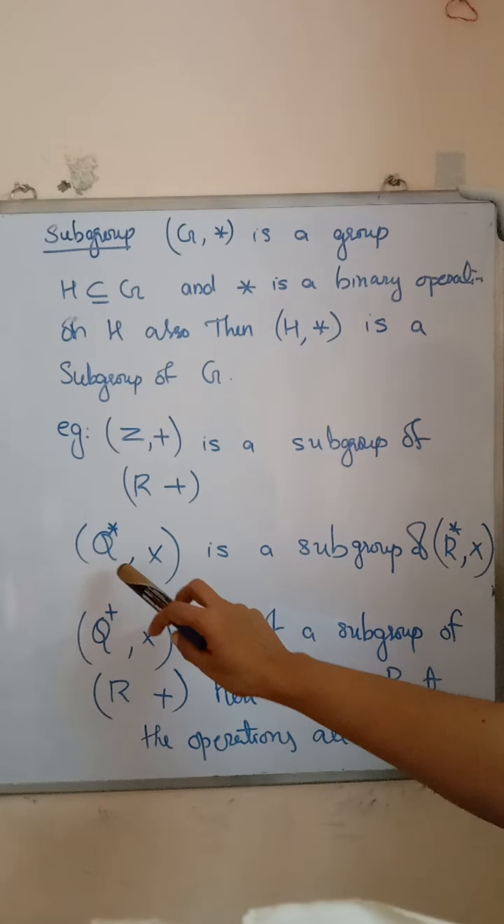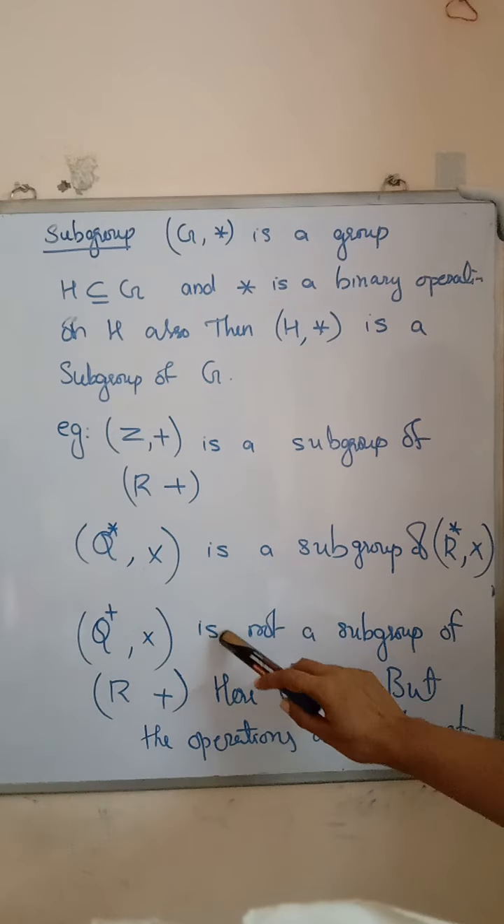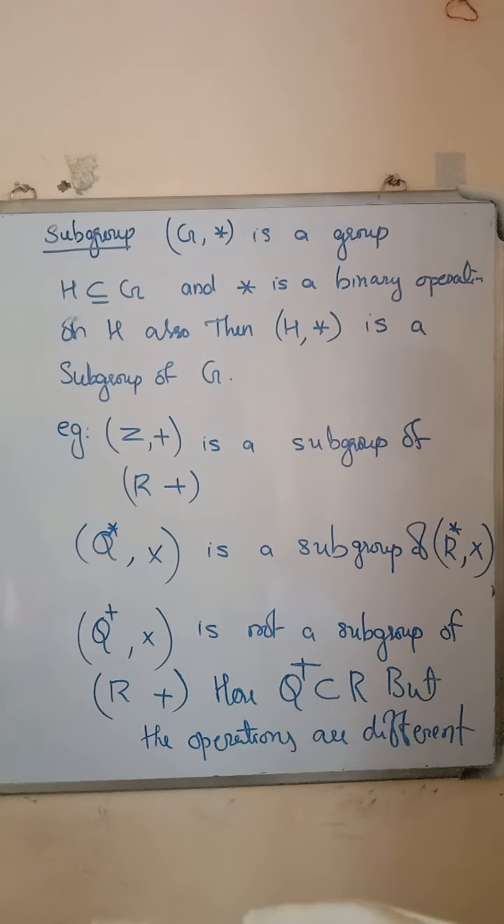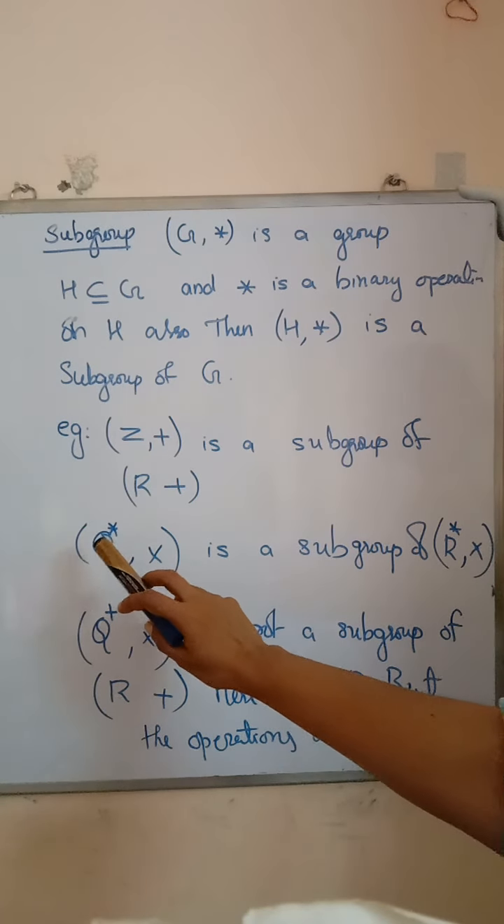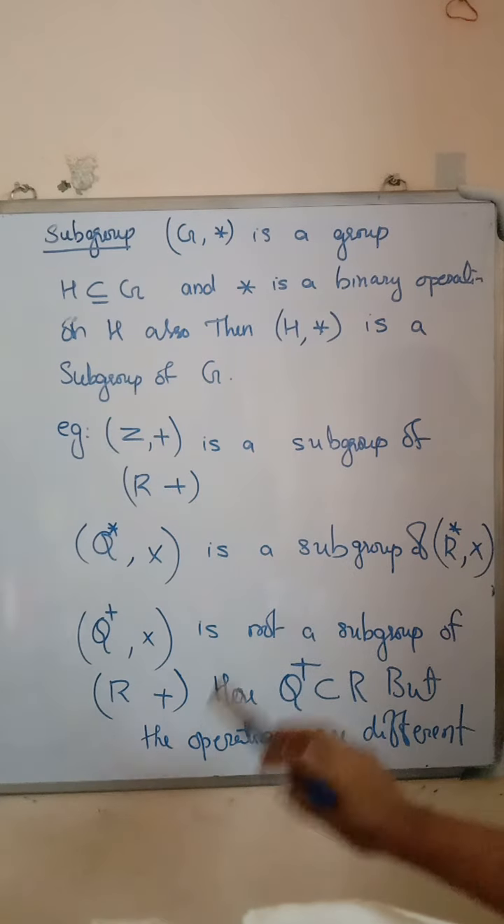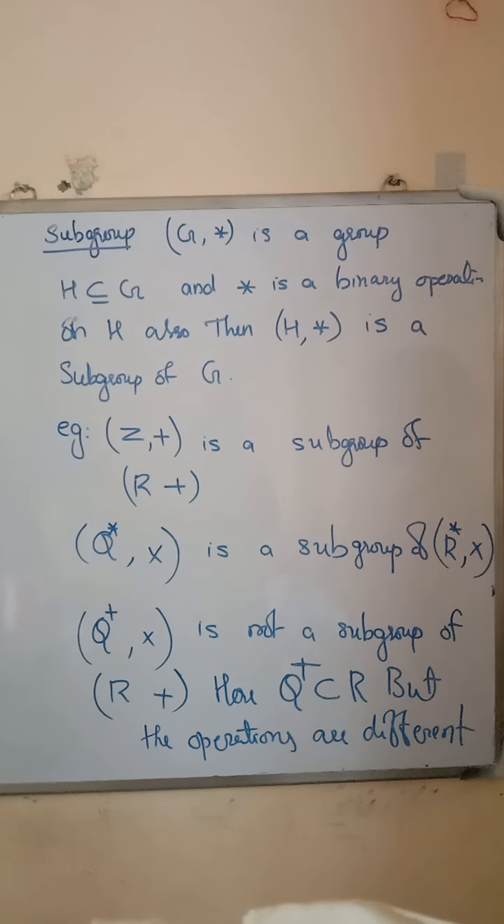Similarly, Q star under multiplication. Q star means the set of all non-zero rational numbers, that is, 0 is excluded from the set of rational numbers. So Q star under multiplication is a group. Also R star under multiplication is a group. R star means the set of all non-zero reals. Here Q star is a subset of R star. Therefore, Q star under multiplication is a subgroup of R star under multiplication.